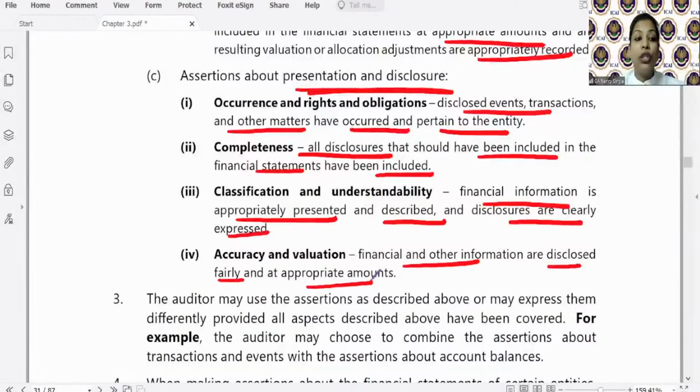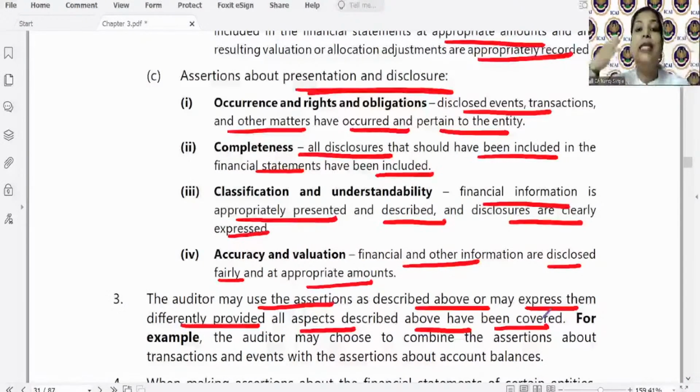है ना? So the auditor may use the assertions as described above or may express them differently, provided all aspects described above have been covered. ठीक है. So auditor is going to use all these assertions only. देखो कितना easy हो जाता है ना.